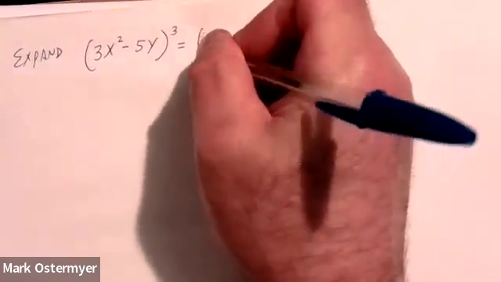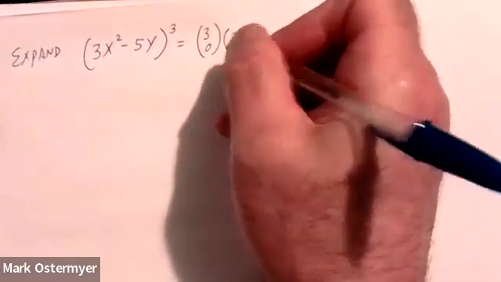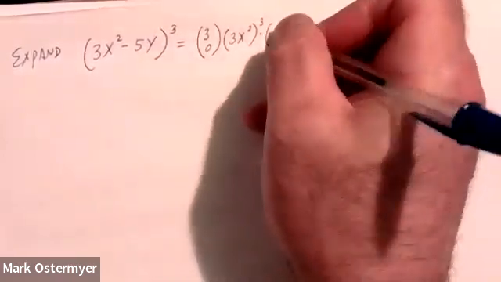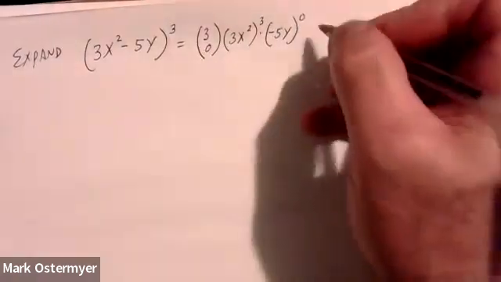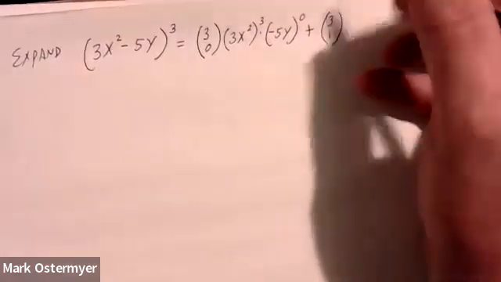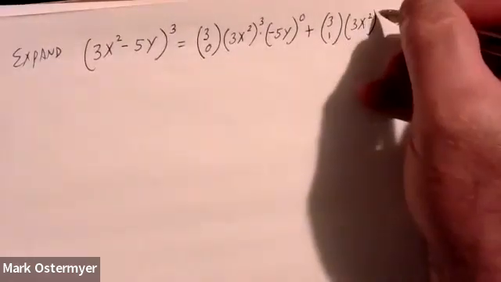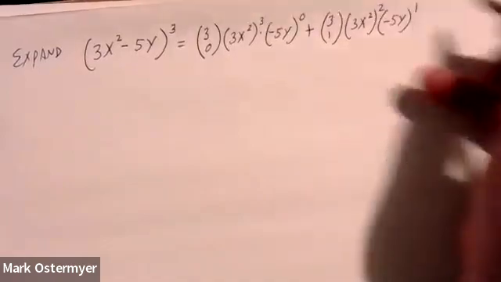First, the leading coefficient is going to be 3 choose 0 times the first term, which is 3x squared raised to the power of the binomial, times the second term, which is negative 5y raised to the 0th power. Plus, the second term's leading coefficient would be 3 choose 1 times the first term, 3x squared, power decreased by 1 down to the second power. The second term's power increased by 1 to the first power.